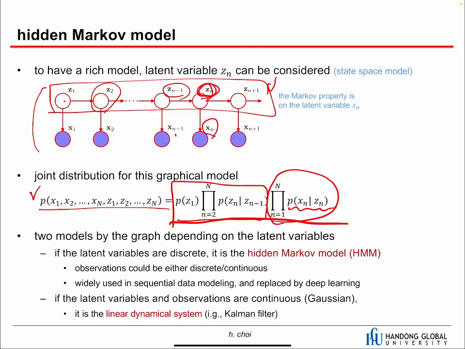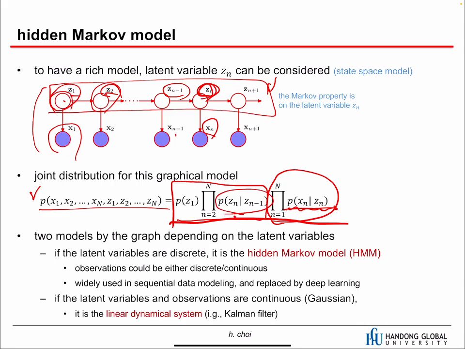So from z1, we have to have a probability for z1, and then given z1, we can generate x1 by this. And then from z1, we can generate x2 by this. So repeatedly, we can generate all the latent variables and then the observations.